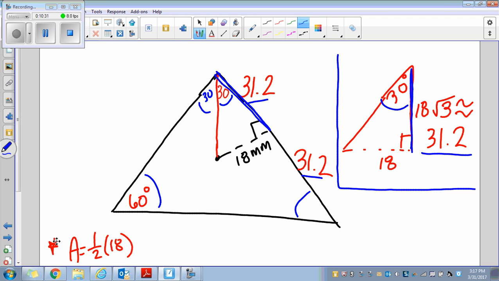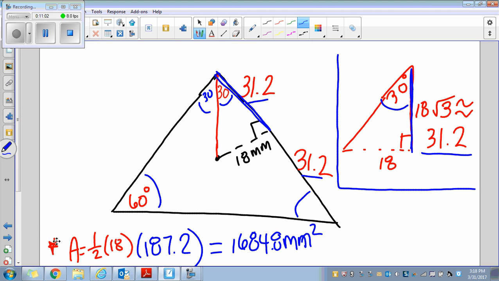You find the total for the whole side, and you multiply that with 3 to get the perimeter. So the perimeter, in this case, is 187.2. You multiply that with 1/2, and you multiply it with 18, you get a grand total of 1,684.8 millimeters squared. And it might be a little off depending on how you rounded.